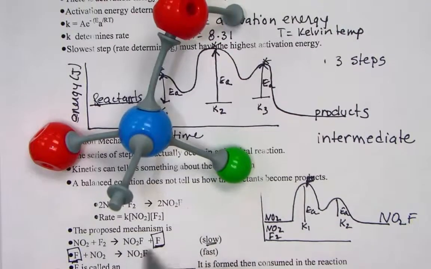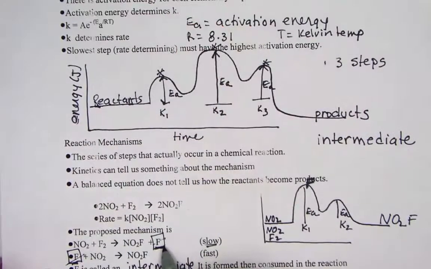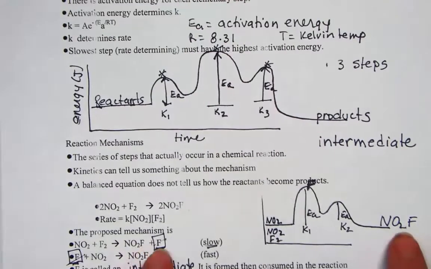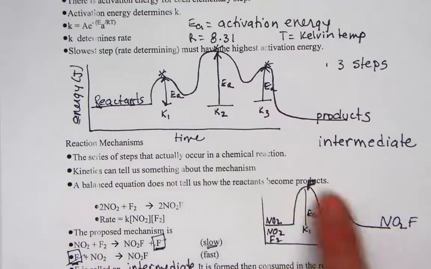Something that's made and then used up in the next step doesn't appear in the overall equation because they cancel. The right side would simplify with the left. F is called an intermediate. It is formed, then consumed in the reaction. Our intermediate that was produced was a fluorine atom as a result of our first collision. And that first collision produced a molecule of our product, but left us with a fluorine atom that then went on to hit the second molecule of NO2.